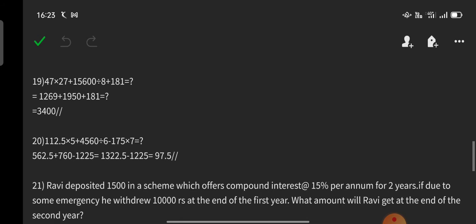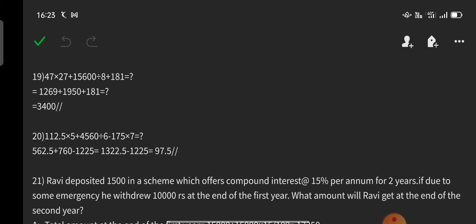Coming to next question. 28.5 plus 28.5 into 34 plus 2320 divided by 8 equals 36 square minus question mark. So this is 969 plus 290 equals 1296 minus question mark. So answer is 37. So see, all these are simplifications. So let's come to compound interest and simple interest.